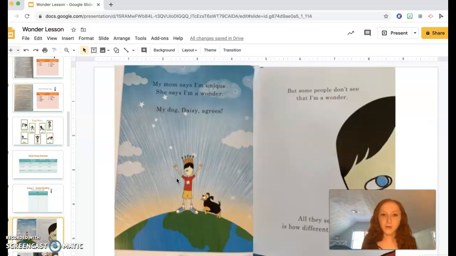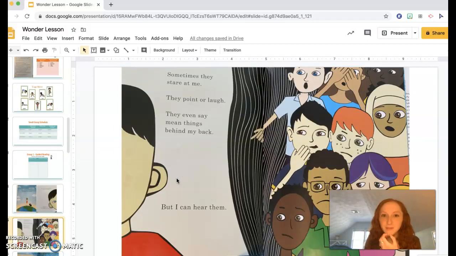And for example, we'll go through it, and I'm going to point out a specific page to give you a preview of what we might discuss. "Sometimes they stare at me, they point or laugh, they even say mean things behind my back, but I can hear them." So I'd talk to the kids, how might that make you feel if someone was pointing or laughing?